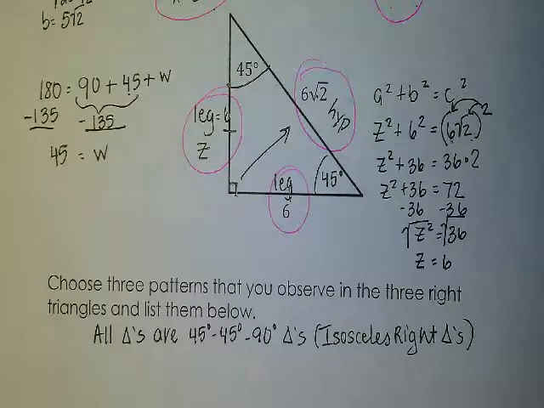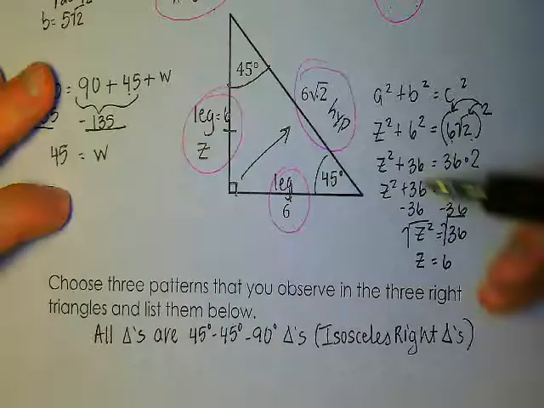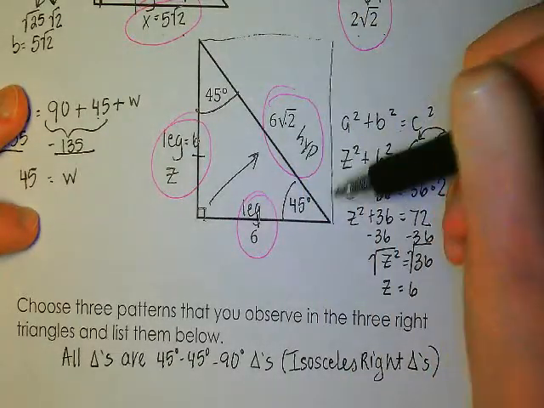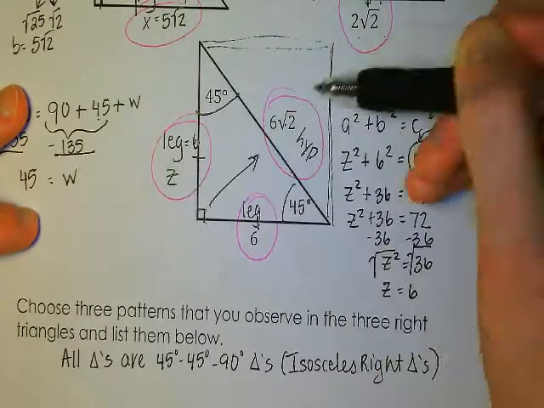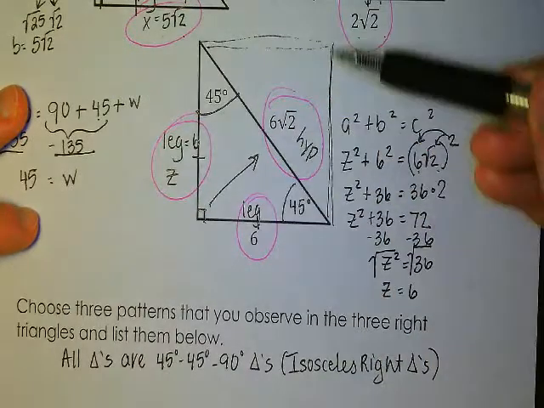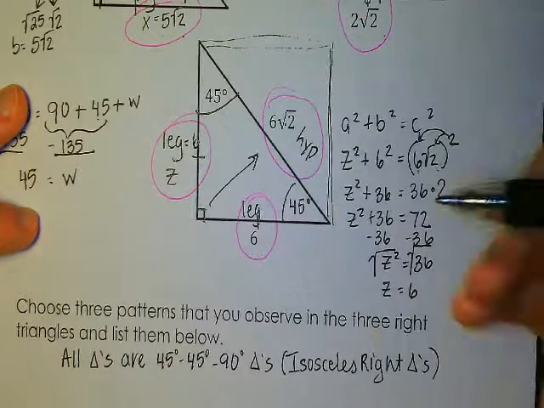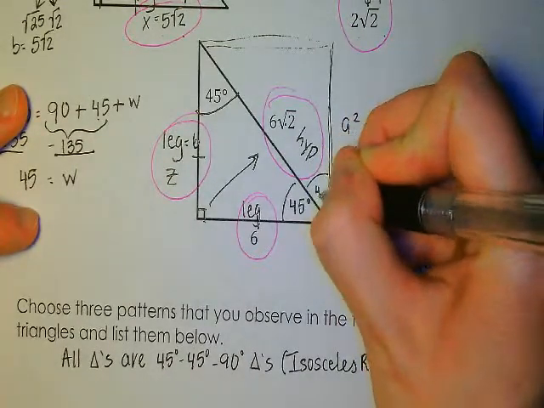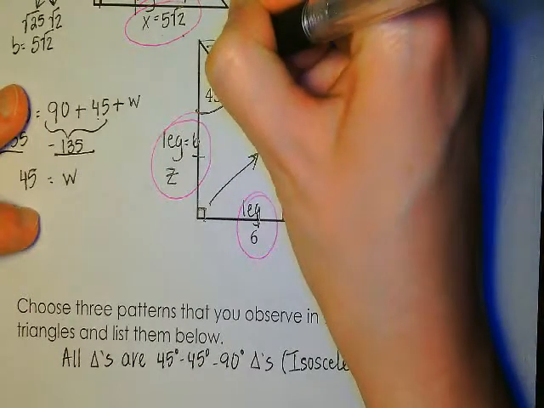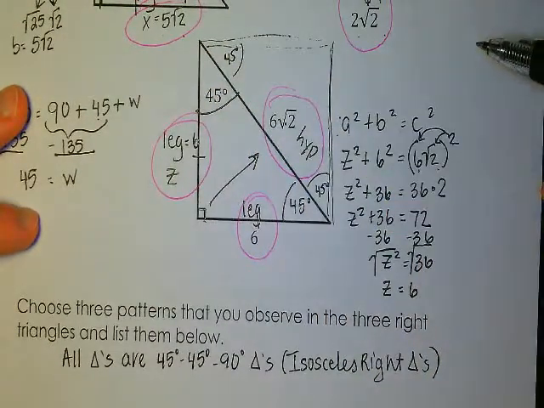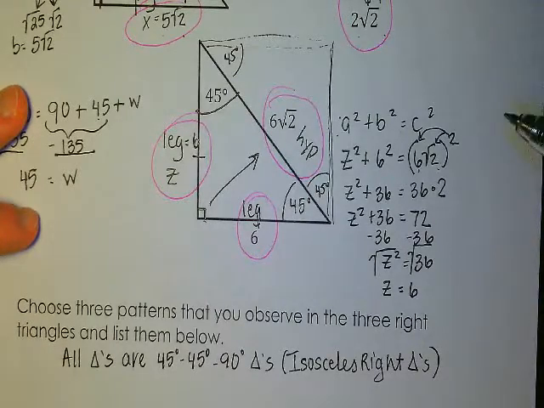The reason why isosceles right triangles are so important is because an isosceles right triangle is half of a square. A square has 4 90-degree angles. It has 4 congruent sides. If we were to draw a diagonal from corner to corner, we're going to cut that 90-degree angle into 2 45-degree angles. And we're going to find that we have 2 congruent legs, which makes it an isosceles right triangle.